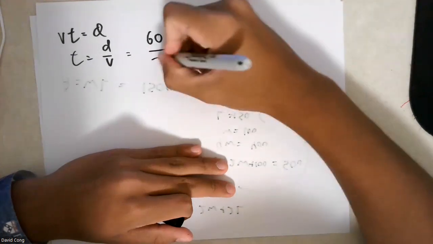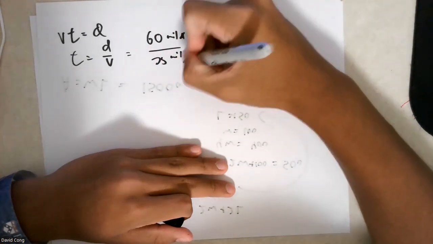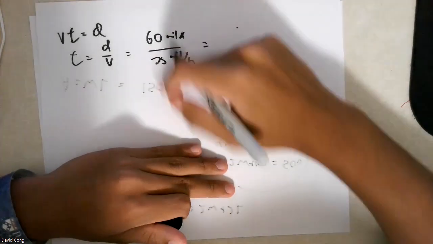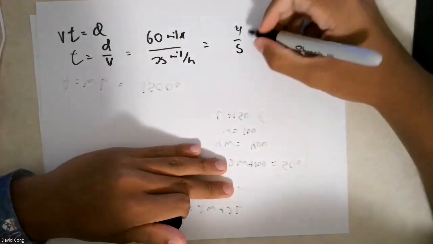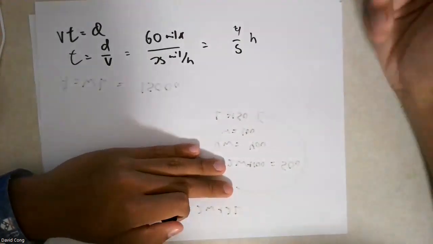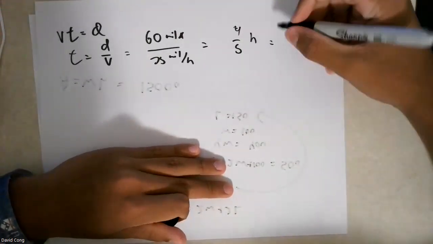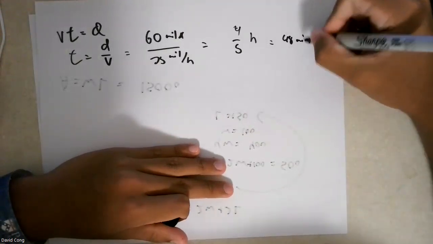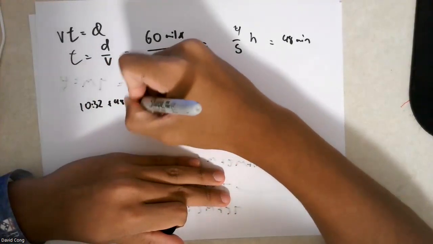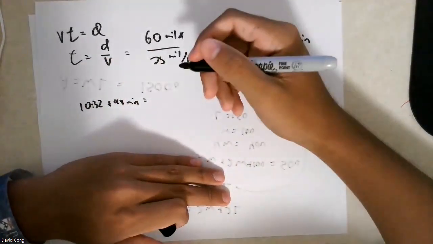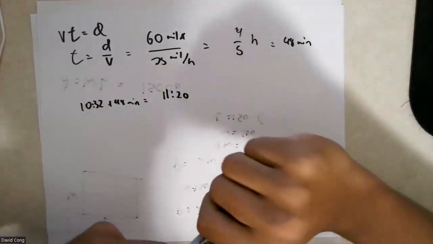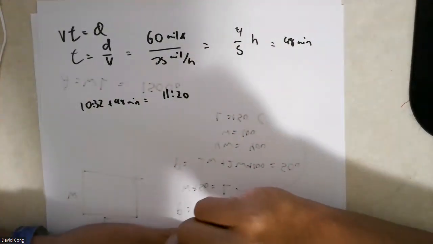60 miles over 75 miles per hour, which gives us, 15 divides out, 4/5 hours. What is this equal to? 48 minutes. Okay, so 10:32 plus 48 minutes is equal to 11:20. So that's what you get for this one. 11:20.